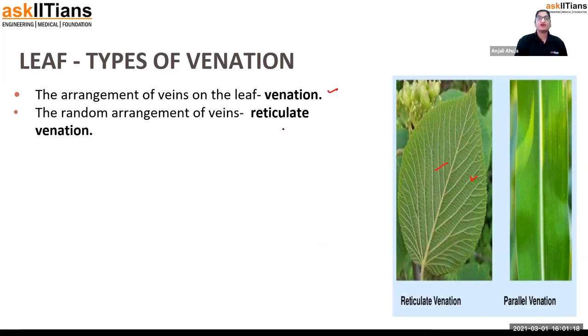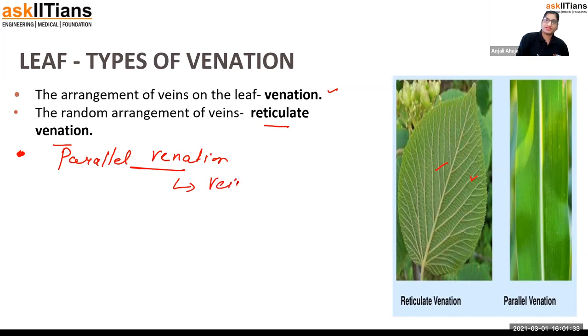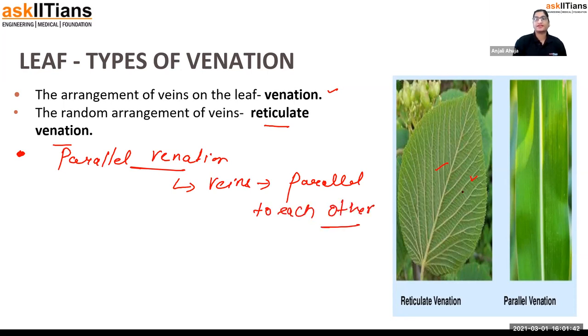And this is basically of two types. One is known as reticulate, the random one, and then there is parallel venation, when the veins are present parallel to each other. Now, if you look at the diagram here, this is reticulate venation and this is parallel venation. I suppose that's clear to you.